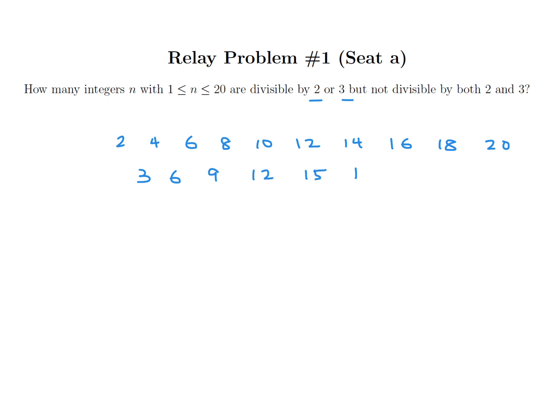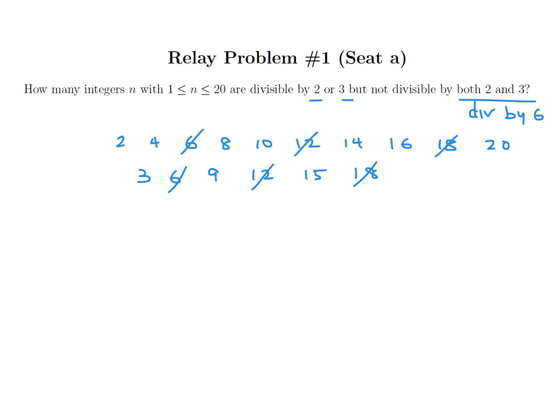And then what I'm going to do is get rid of the doubles, cross them out. So I think 6 was a double, 12 was a double, and 18 was a double. Now we have to eliminate the ones that are divisible by both 2 and 3. And what that basically means is a number that's divisible by 6. So anything that's divisible by 6 we have to get rid of. So 6, 12, and 18.